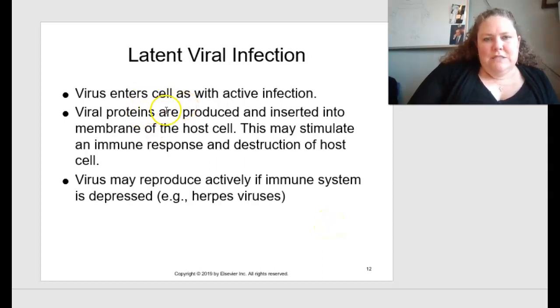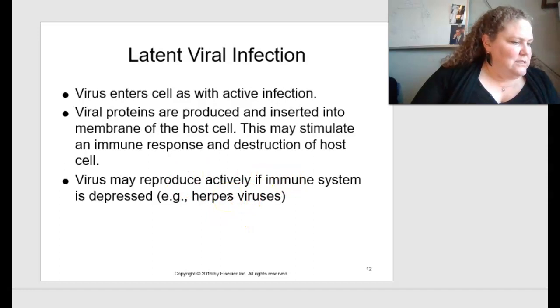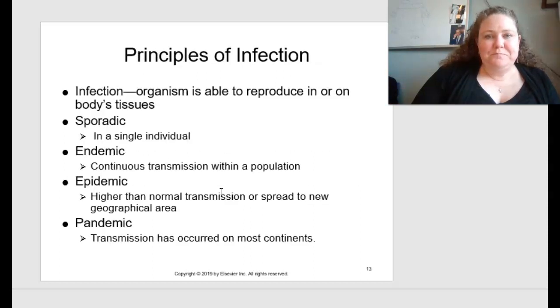And then the virus is going to enter the cell with an active infection, and then the viral proteins can be produced and inserted into the membrane of the host cell, and then this may stimulate an immune response and therefore destroy the host cell. And then the viruses may reproduce actively if the immune system is depressed. An example of this would be like the herpes virus, right? So it just kind of takes over and it suppresses your immune system, and so you can be prone to getting even more infections because your immune system is repressed.